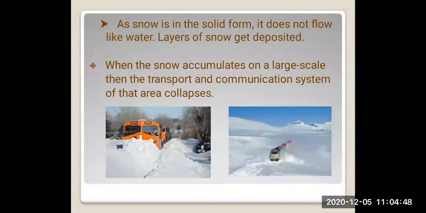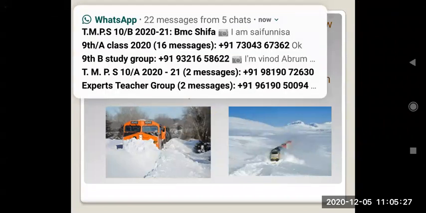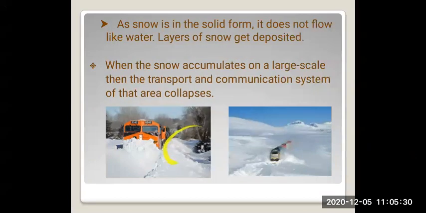As snow is in the solid form, it does not flow like water. Layers of snow get deposited. Snow is a solid form, it does not flow like water in the liquid state, but there are layers of snow that slowly get deposited. Then the third point about snow: when the snow accumulates on a large scale, the transport and communication system of that area collapses. You can see the image also here.